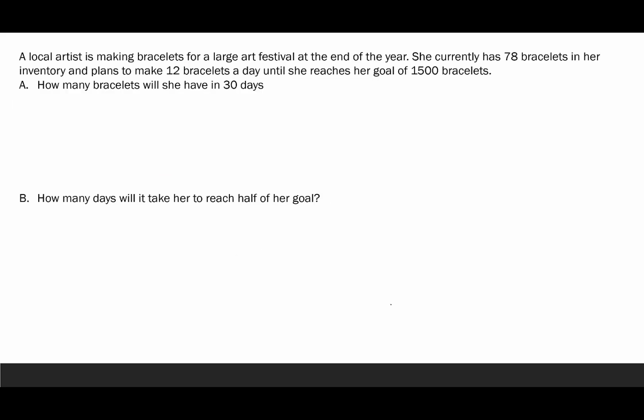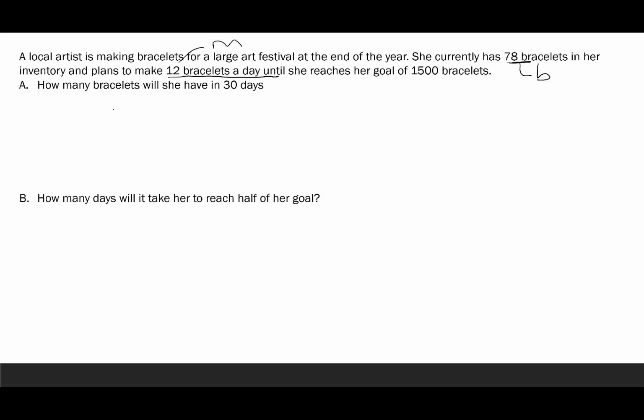A local artist is making bracelets for a large art festival at the end of the year. She currently has 78 bracelets in her inventory and plans to make 12 bracelets a day until she reaches her goal of 1,500 bracelets. How many bracelets will she have in 30 days? Let's label what we have. 78 is the starting amount, so that will be B. And then 12 bracelets a day is how many more she's making, so the 12 works as our slope.